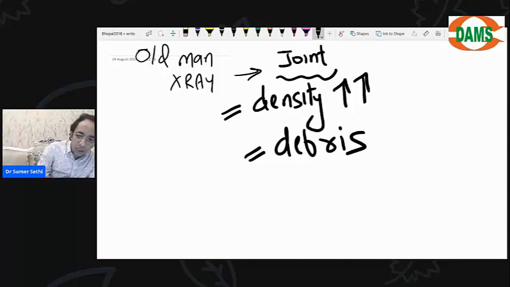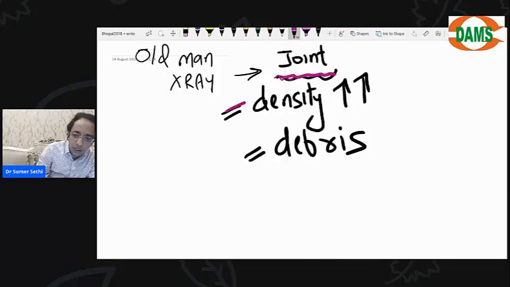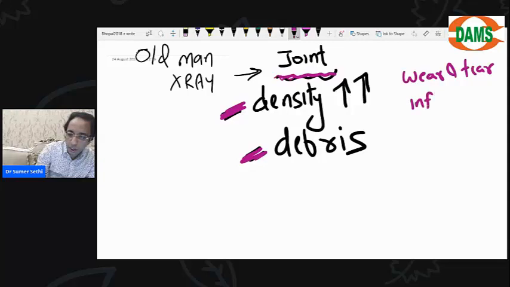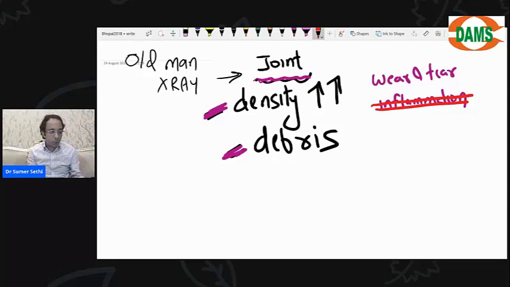So an old man on X-ray of the joint shows, beta socho, increased density of the joint and debris. Now you need to tell me, is this wear and tear or is this an inflammatory disease? सोच के बताना है. Okay, do you think this is a wear and tear disease or an inflammatory disease? क्या लगता है? So when we look at increased density and debris, it looks like a wear and tear disorder. Inflammation होता तो osteoporosis होता. Everybody understands? Inflammation होता तो osteoporosis होता. Now we have wear and tear.